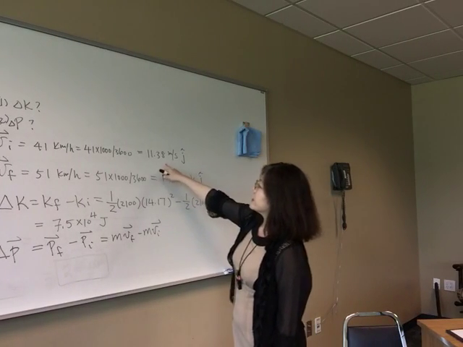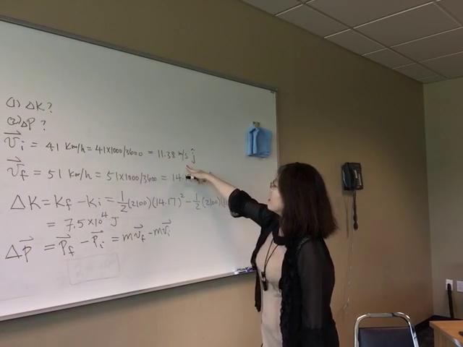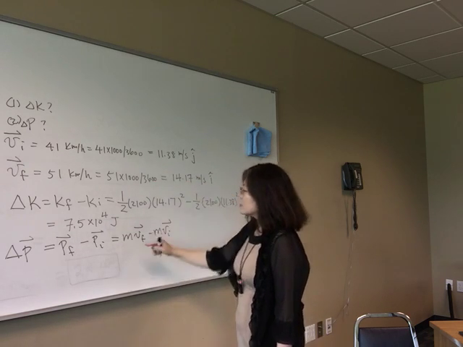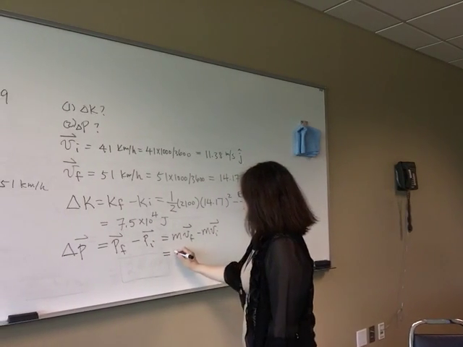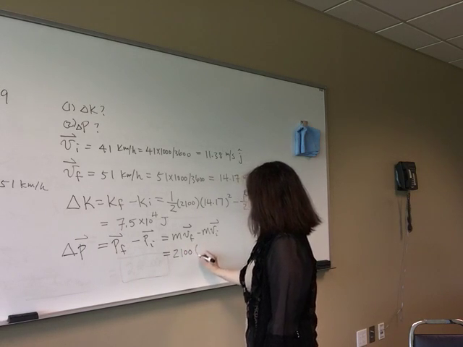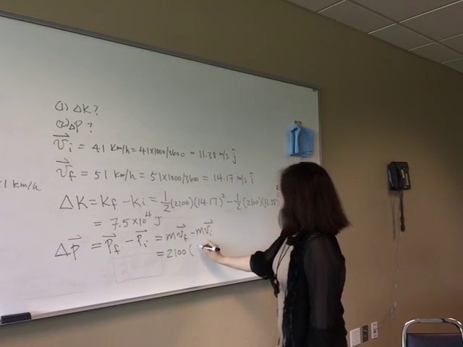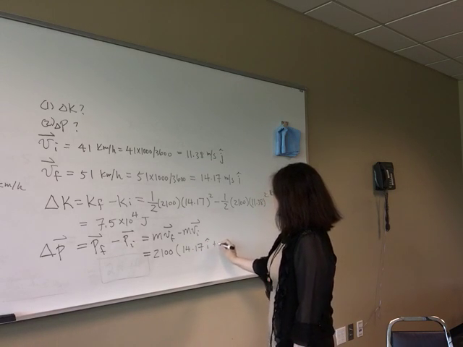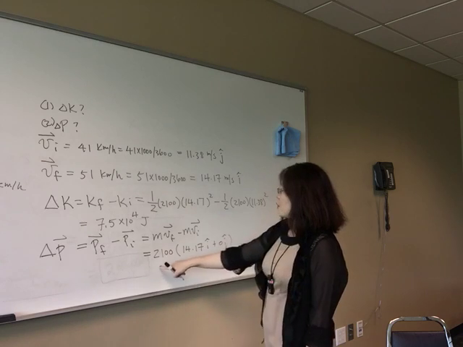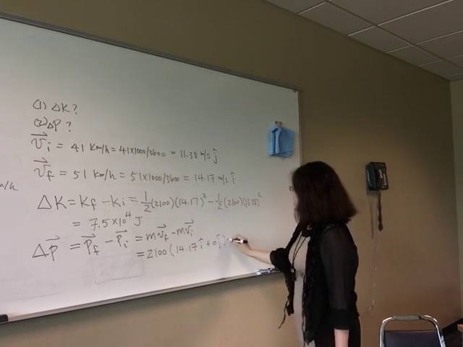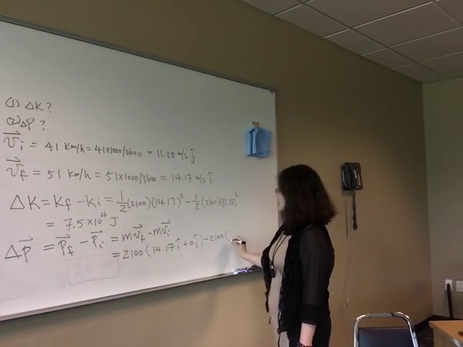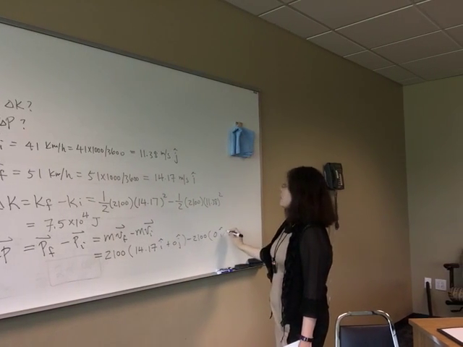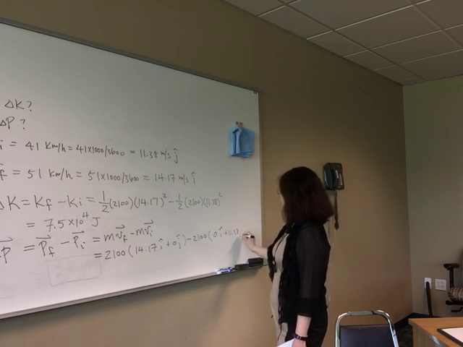Okay, so you can see that we have VI that's only in the vertical direction, and VF that's only in the horizontal direction. So what we have here is 2100, that's mass, times your VF. Your VF is 14.17 i hat plus 0 j hat, that's your MVF. And then minus 2100 times VI. Your VI has no i hat, but you have 11.38 j hat.